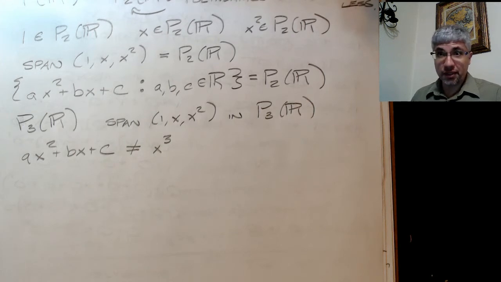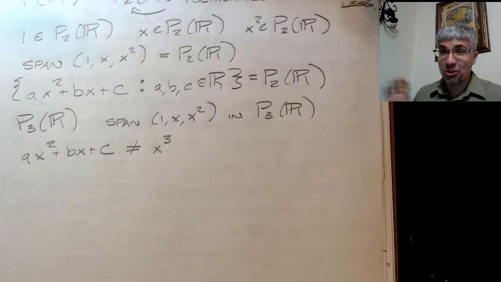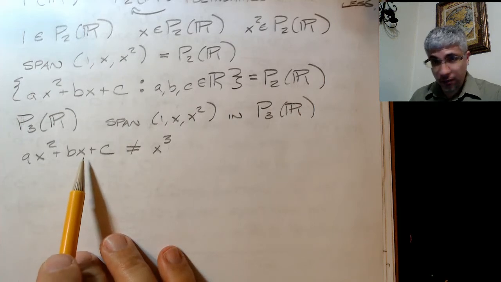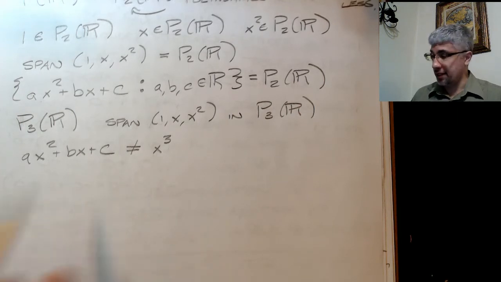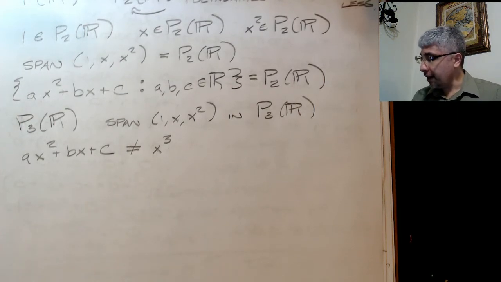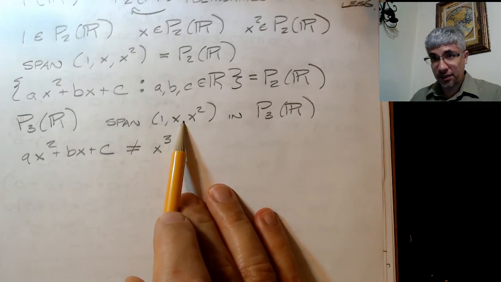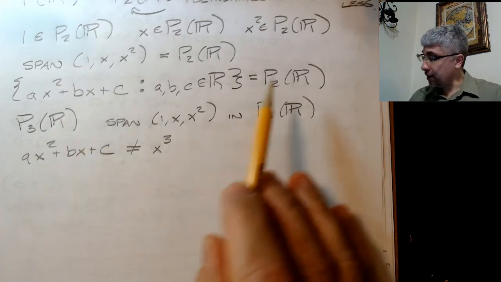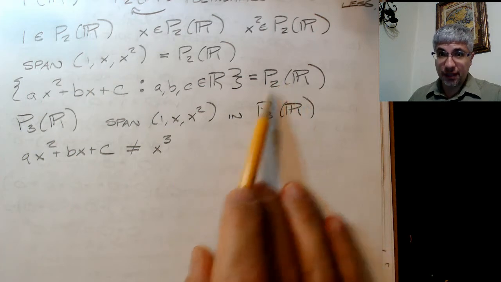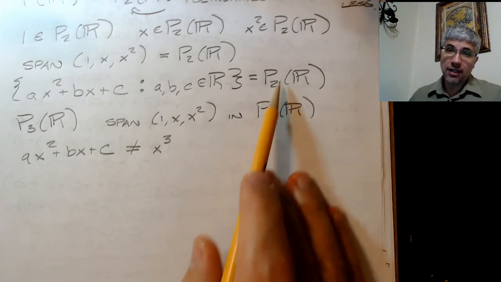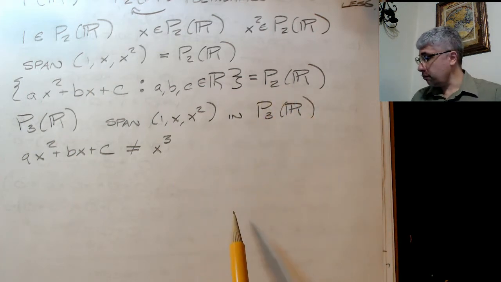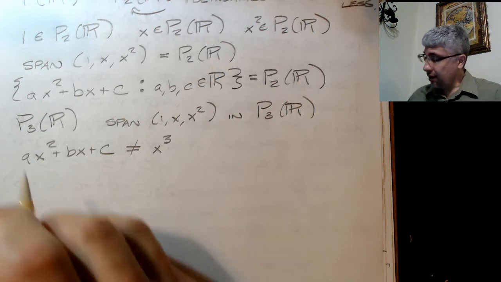This is one reason I've mentioned we're not multiplying polynomials, because otherwise we jump outside of these subspaces very, very quickly. We can only add and scalar multiply, so we can never get to x cubed from inside here. So what do we have? We have a vector space, which is P2, which happens to be a subspace of P3 of R. And this is true regardless of what the field is.